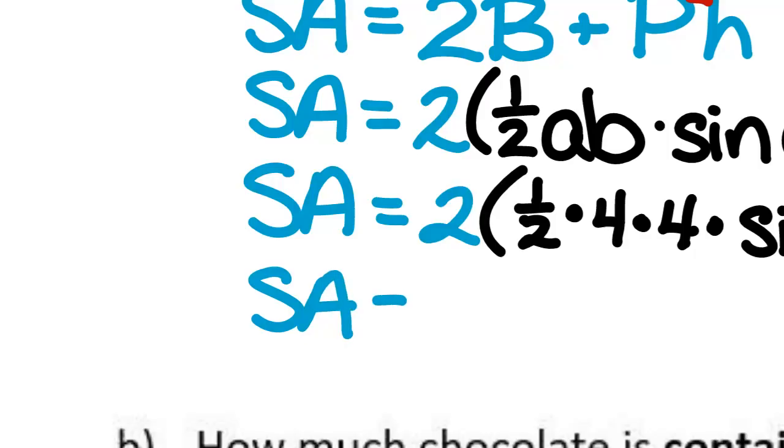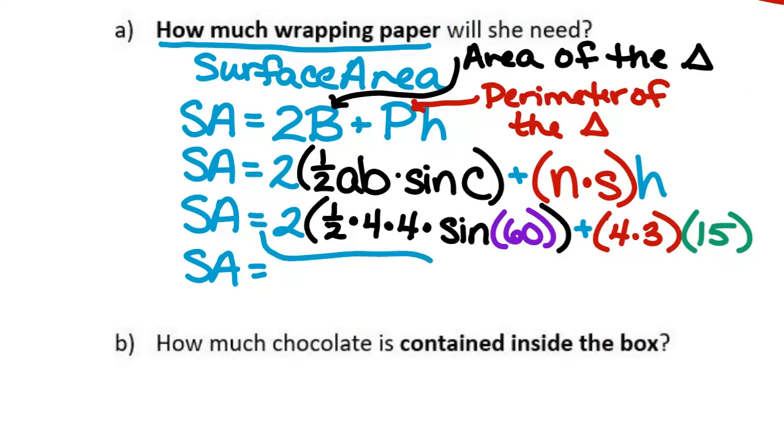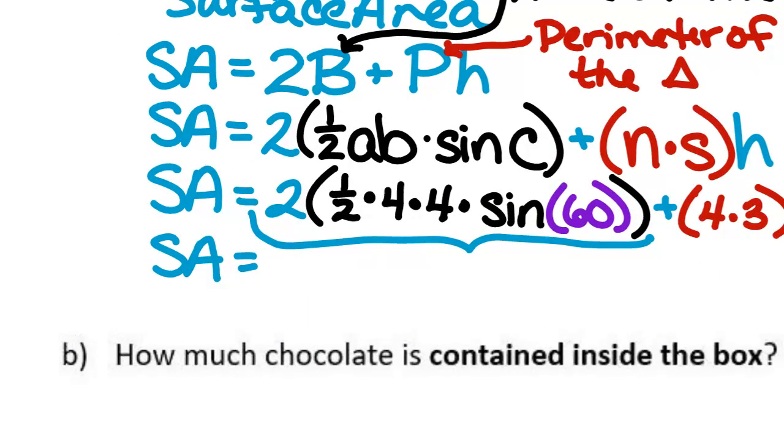All right, let's do this in 2 parts. Let's do the area of the 2 bases first. 2 times 1/2 times 4 times 4 times sine of angle C. What do we get?